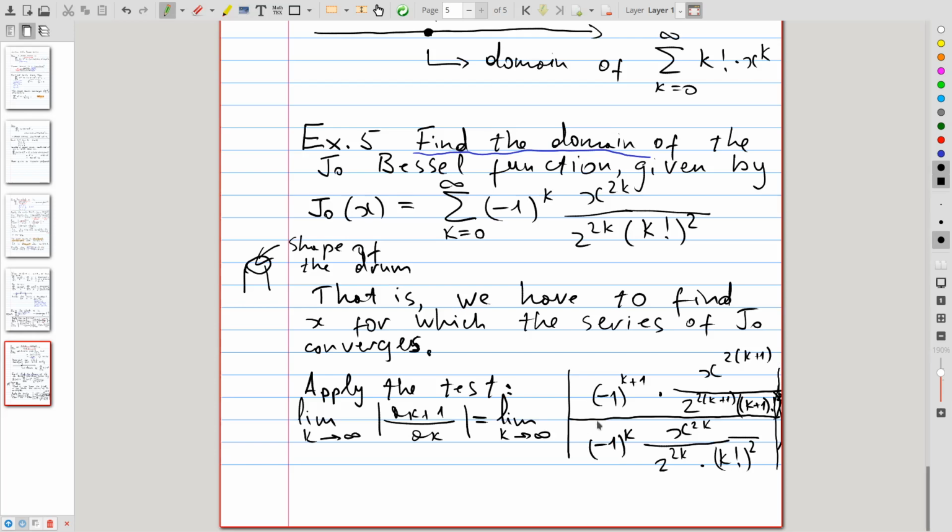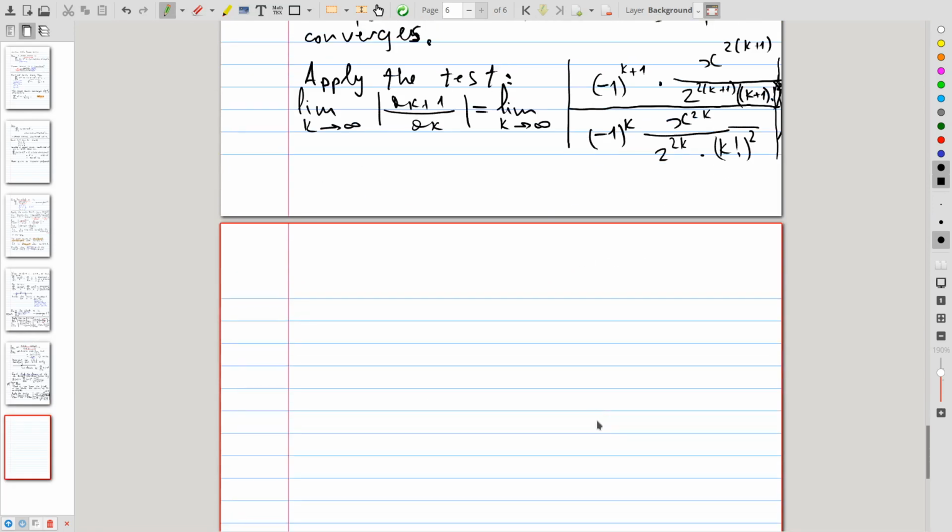So now let us try to simplify this expression. We are looking at the limit as k goes to infinity. Inside of this ratio, we can just drop the minus 1 to whatever power altogether, because its absolute value is 1, so we can disregard it. It has no impact on the magnitude of this entire expression.